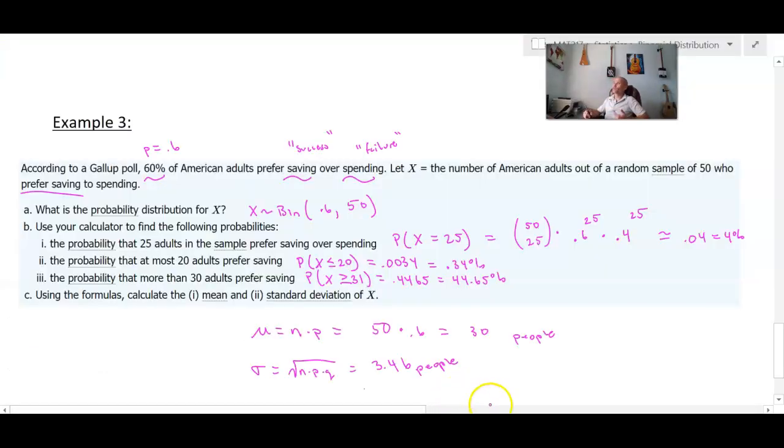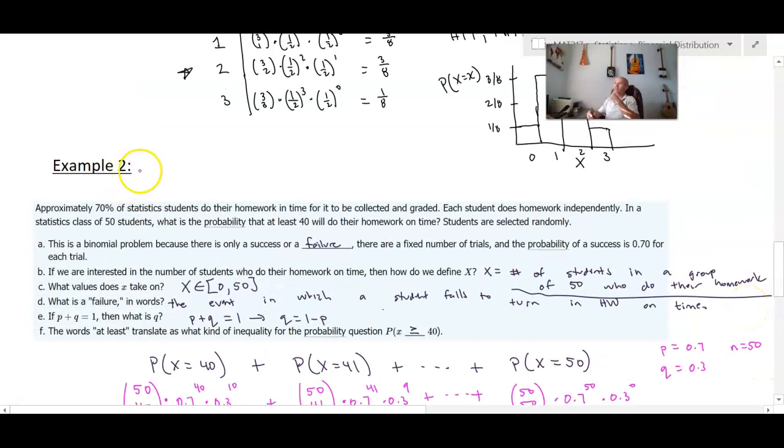So that's working with the binomial distribution. I just want to point out one more thing. Notice that these are like coin tosses. Saving, spending, heads, tails. It's just an unfair coin in that it's 60% for heads and 40% for tails. Back up here, same kind of idea. We have students who submit on time and students who do not submit on time. Heads, tails. 70% chance for heads, 30% chance for tails. So a coin toss experiment is the perfect kind of exemplar for this binomial experiment that we're dealing with here.